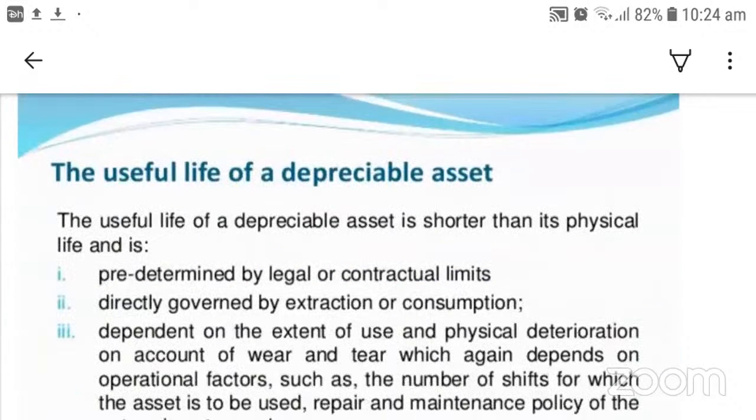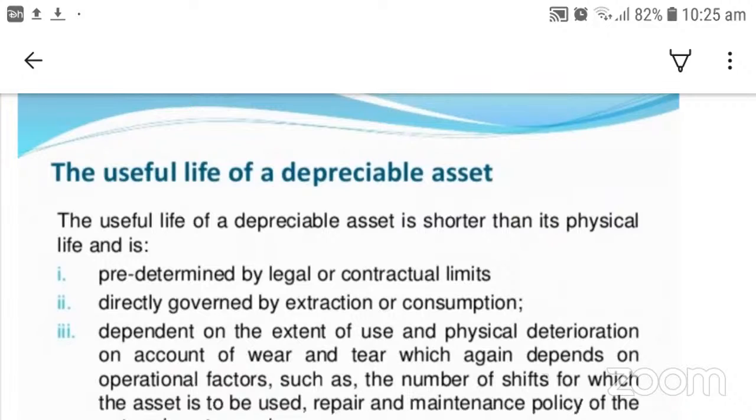The useful life of a depreciable asset. We will predetermine the life of the asset. The useful life of a depreciable asset is shorter than its physical life. That life of the asset will be shorter, predetermined by legal or contractual limits. We can predetermine the lifetime of the asset, directly governed by extraction or consumption. Consumption means how we are using the asset in the organization. We can know the asset lifetime.